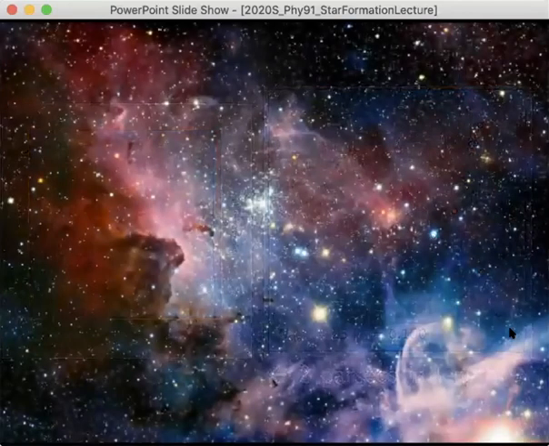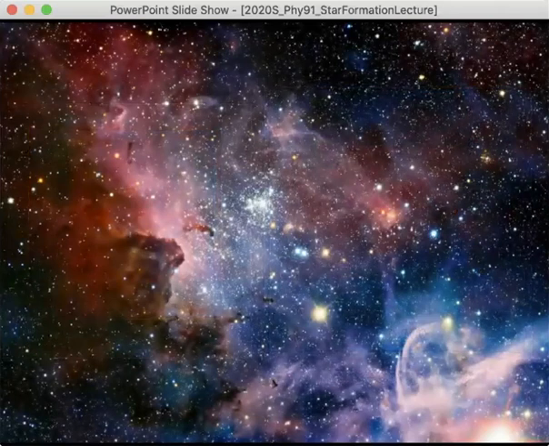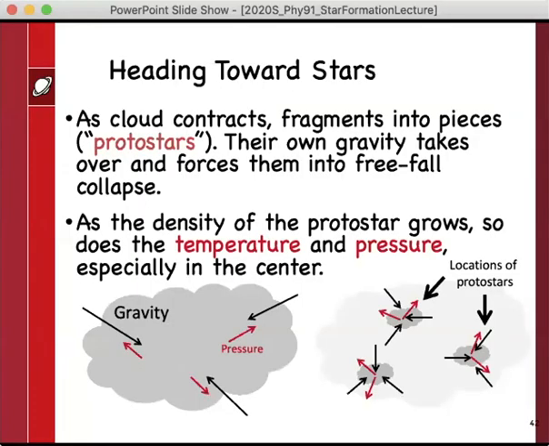So again, that's kind of the general takeaway of how you go from cloud to star. Really, it's just a question of gravity. You start with these big clouds of gas. You allow gravity to do its thing. This is kind of just reiterating what I just said. As gravity pulls things together, it breaks apart into these little bundles, which we call protostars.